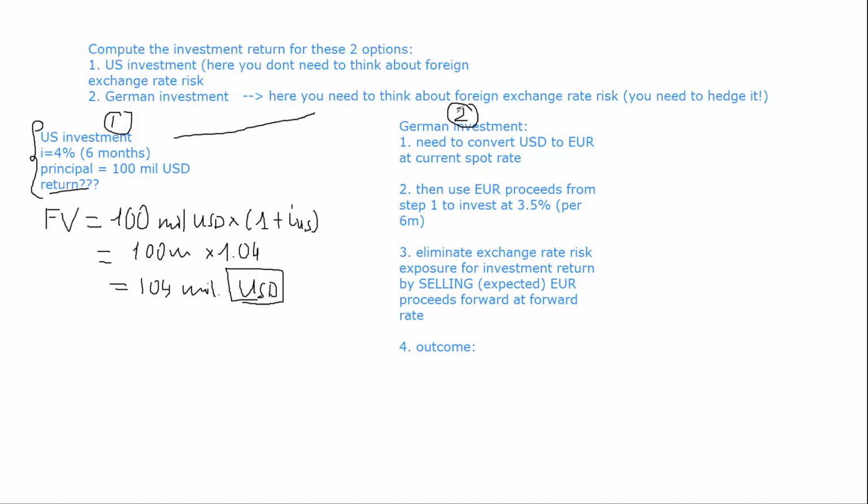With the second option, I've got an option to also invest overseas and then convert my investment return back into the domestic currency. Okay. So in this case, I'm thinking about investing in Germany. Now, if I want to invest overseas, the first step is I need to convert my USD into the euro, okay, at the current spot rate.